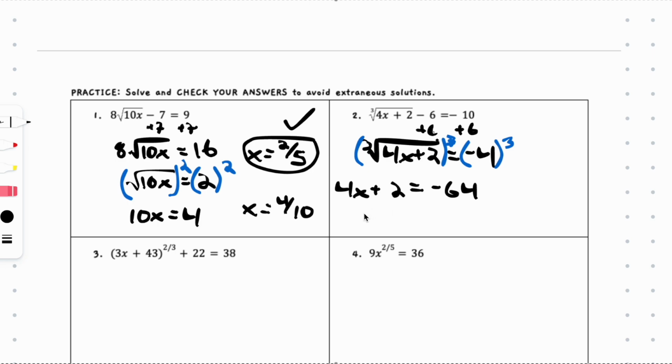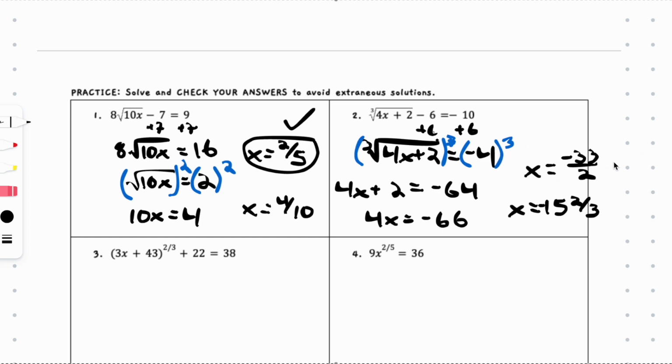We subtract 2 from both sides, so we get 4x equals negative 66. We divide by 4, and we get x equals, so negative 60 divided by 4 is negative 15, and 6 divided by 4 is going to be 2/3. So this is going to be negative 15 and 2/3. Or it might just be better to write it as x equals negative 33 over 2. I think I prefer this answer.